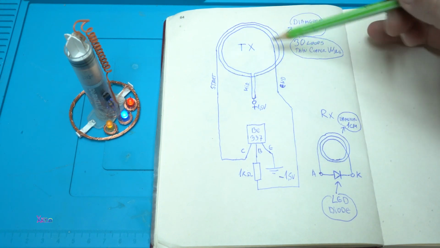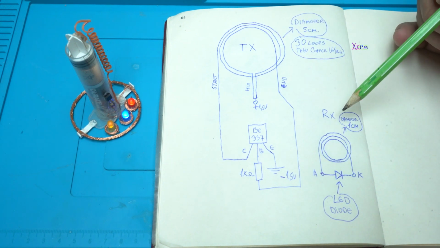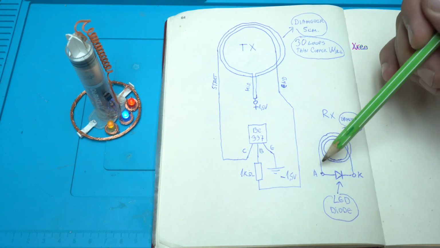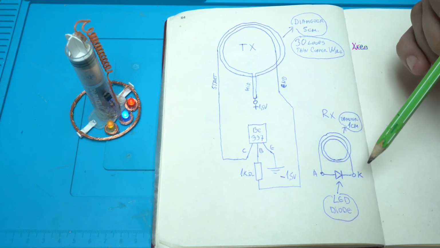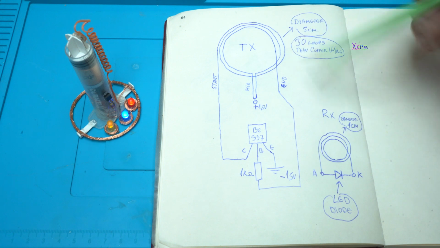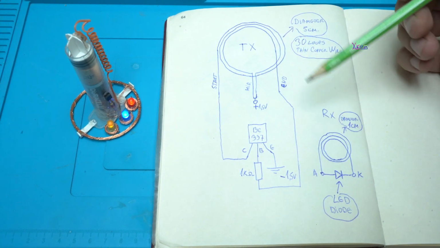This is for transmitter. The receiver is just around 20 loops of thin wire on 1 centimeter diameter, and on ends of that coil we solder the LED. Nothing more, very simple gadget. Wireless power transmission.